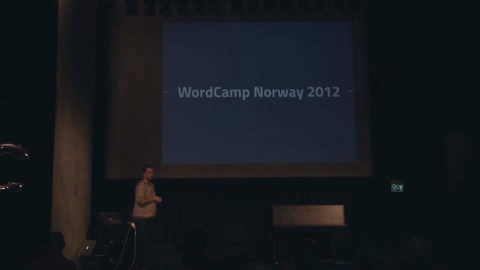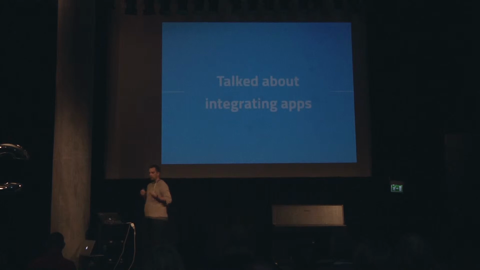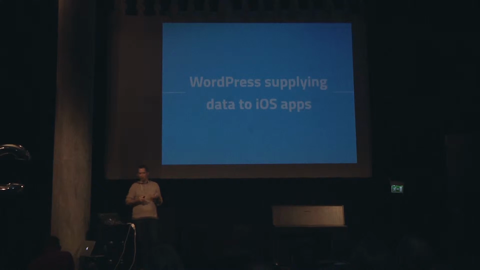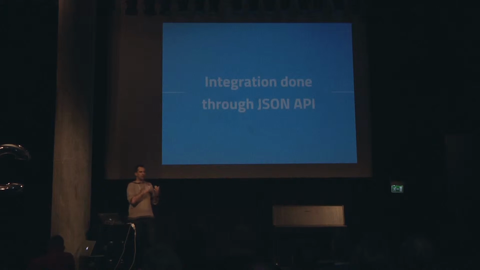So in 2012, I spoke the first time here at WordCamp Norway, and I also talked a little bit about integrating into apps. I talked about an example of mine where WordPress was supplying data to an iOS app. So I had a big network installation, and every single site was like an app that people could use. In that time, things got changed. Then I was integrating with a plugin called the JSON API. And it was pretty flexible. You could do whatever you want.